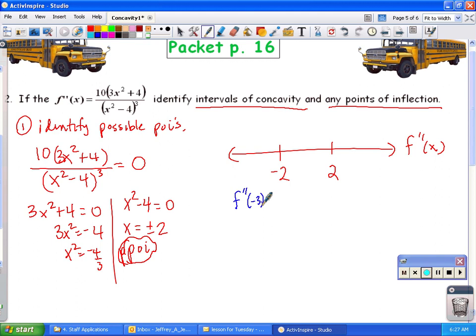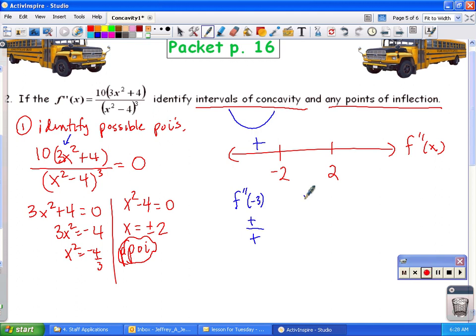Well, if I substitute negative 3, the numerator is going to always be positive because I'm squaring a number, multiplying by 3, adding 4, and dividing by 10. So I know that I have a numerator that's always positive. If I substitute negative 3 into the denominator, I'll get positive 9, take away 4, which is 5 cubed, which is a positive, and a positive divided by a positive is a positive. Now notice on my second derivative number line, I'm all about concavity, so I put a smiley face. In other words, that tells me that the original function is concave up.